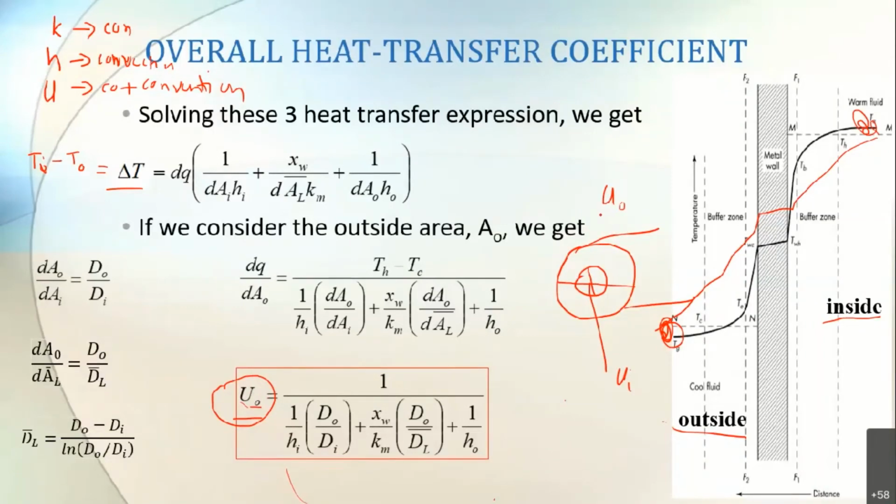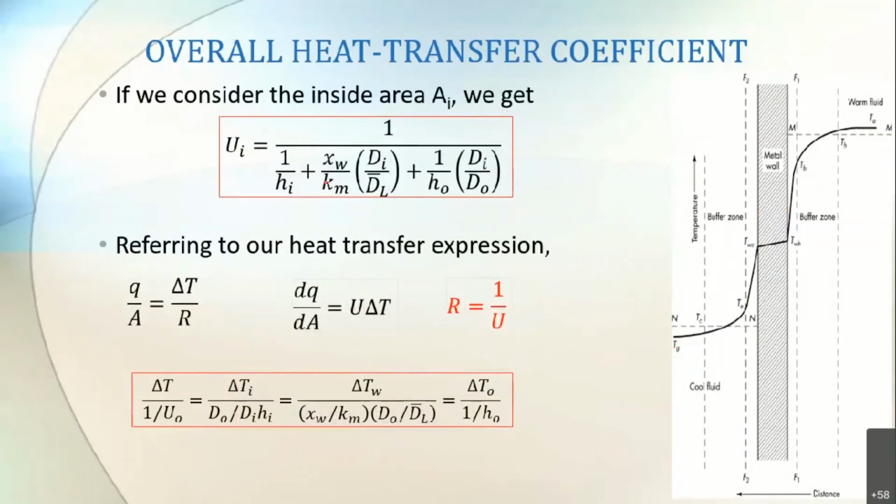You can see here there will be a difference between UO and UI because there's a difference between the surface area on the outside and the surface area on the inside of the tube. Why is there a difference? Because the diameter inside is smaller than the diameter outside. So again, if you have UO, then you have UI. UI is equal to 1 over HI plus XW over Km times DI over DL plus 1 over HO times DI over DO. You don't have to actually remember the equation, but you have to know what each term means.